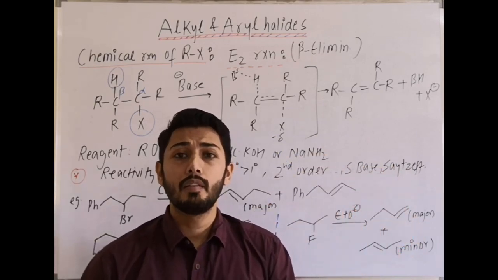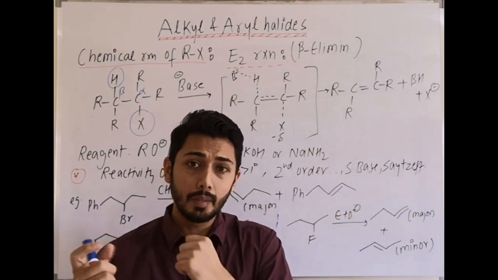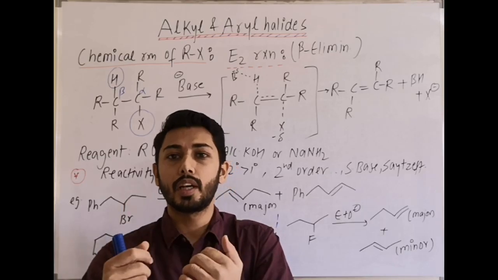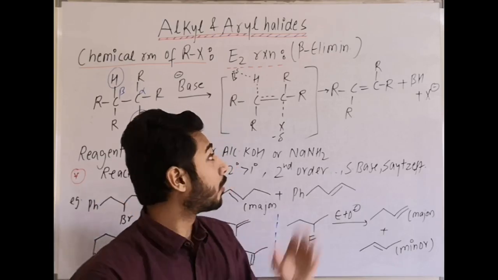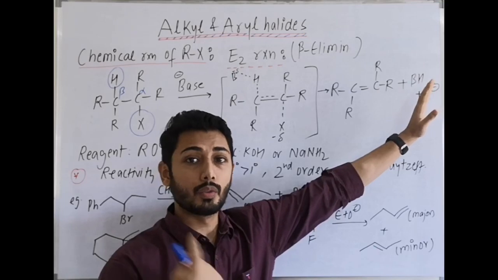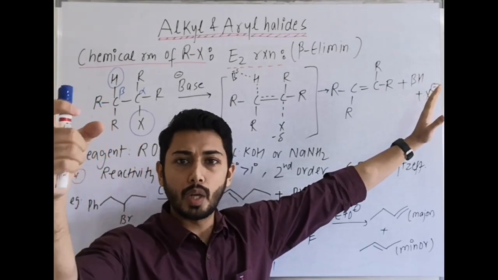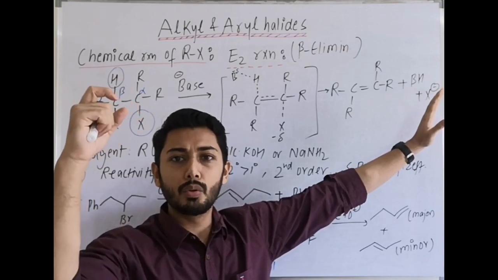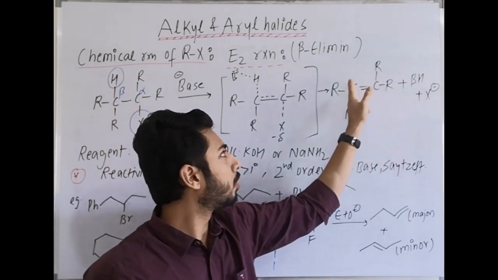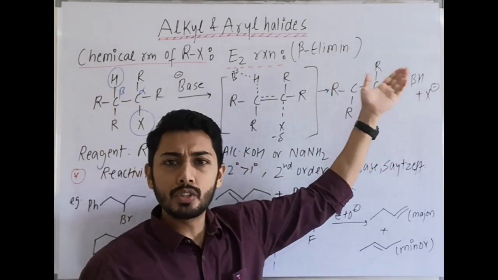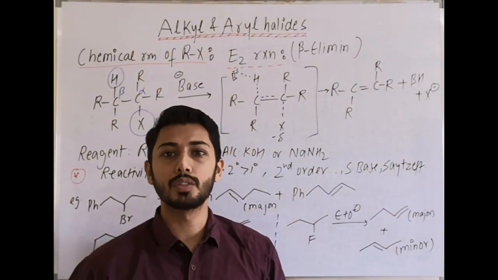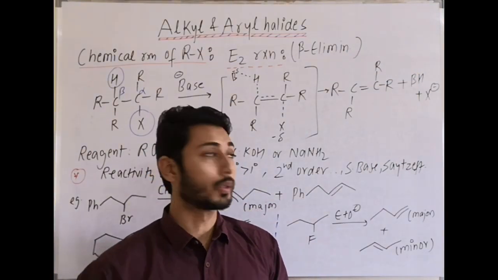Now if we have a bulky base, the tendency of a bulky base is to abstract beta hydrogen from terminal carbon, not from the internal one. In such cases, Hofmann alkene is formed as a major product.